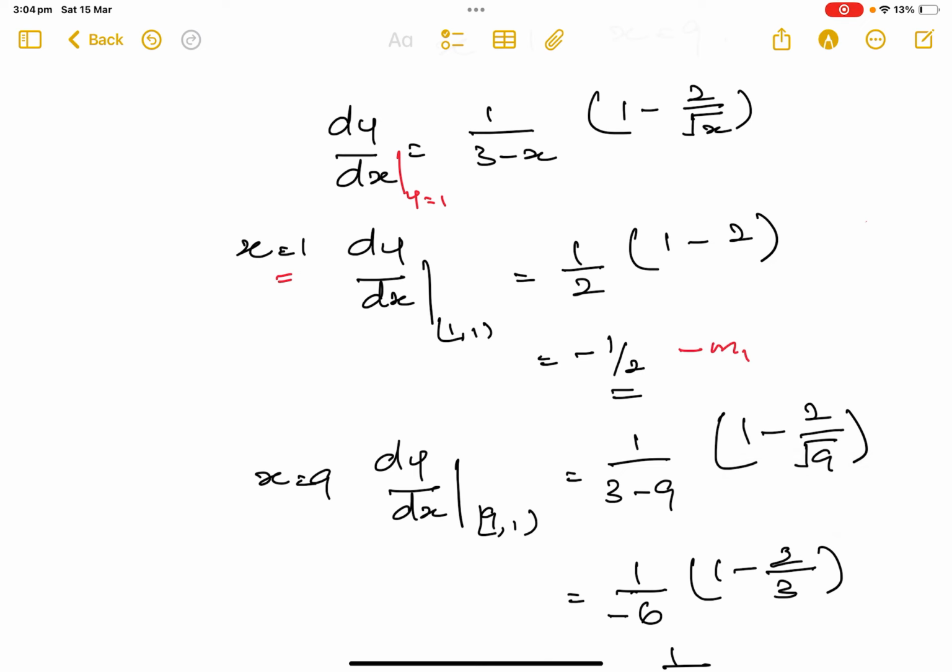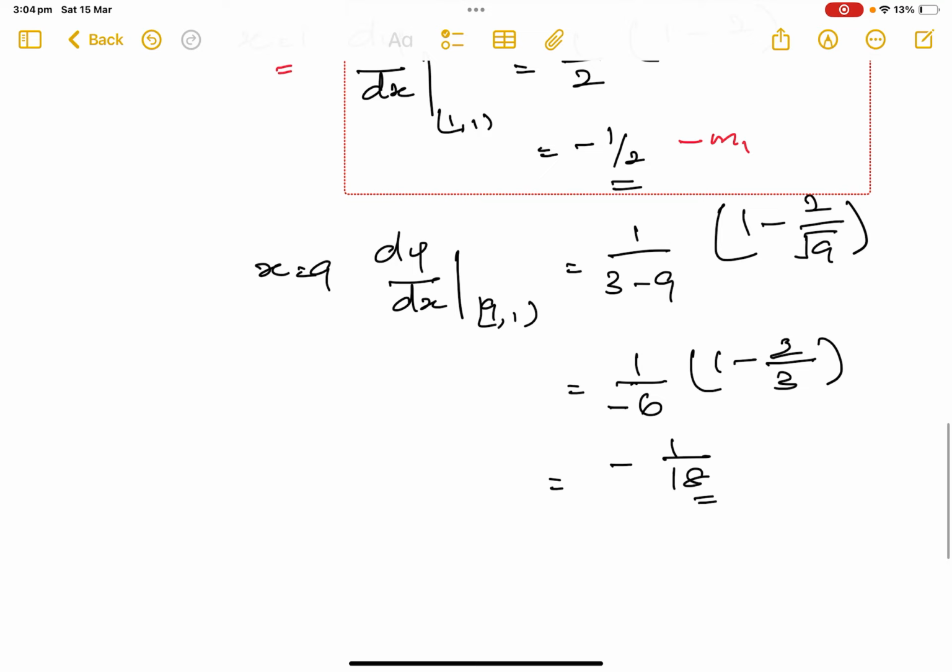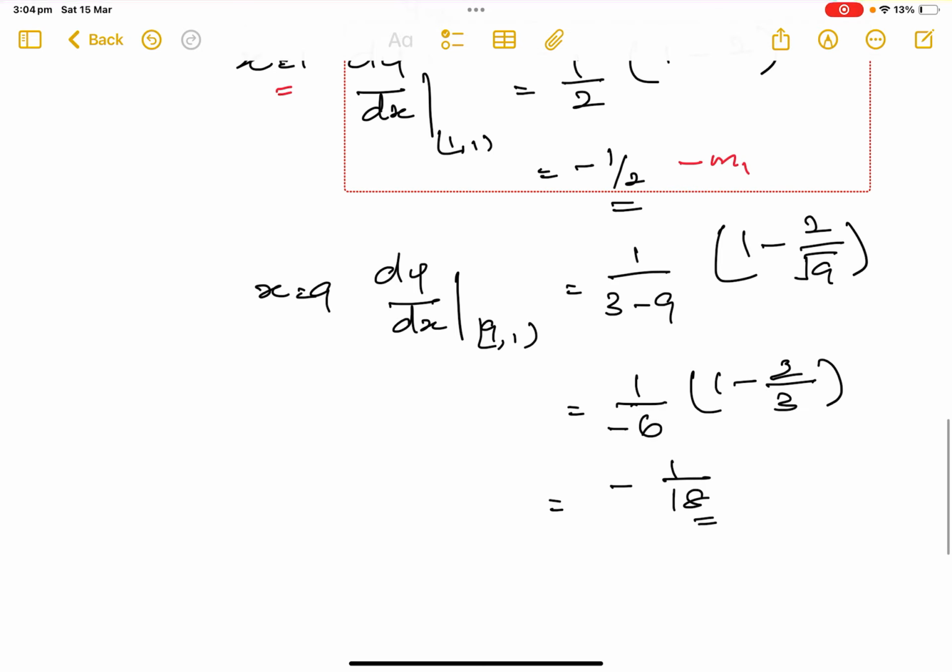This is m1, the first gradient, sorry, not coordinate, gradient. And for x equals 9, 9 is the x value and the y value is 1, so the coordinate of the point is (9, 1). So dy over dx at (9, 1) is 1 over 3 minus 9, times 1 minus 2 over root 9. So 1 over minus 6, and 1 minus 2/3, which is 1/3. 1/3 times minus 1 over 6 is minus 1 over 18, as m2.